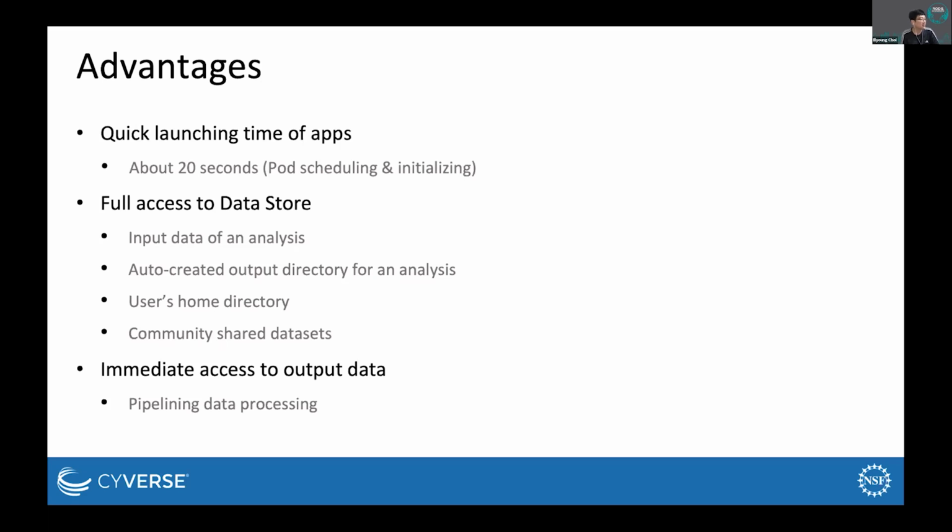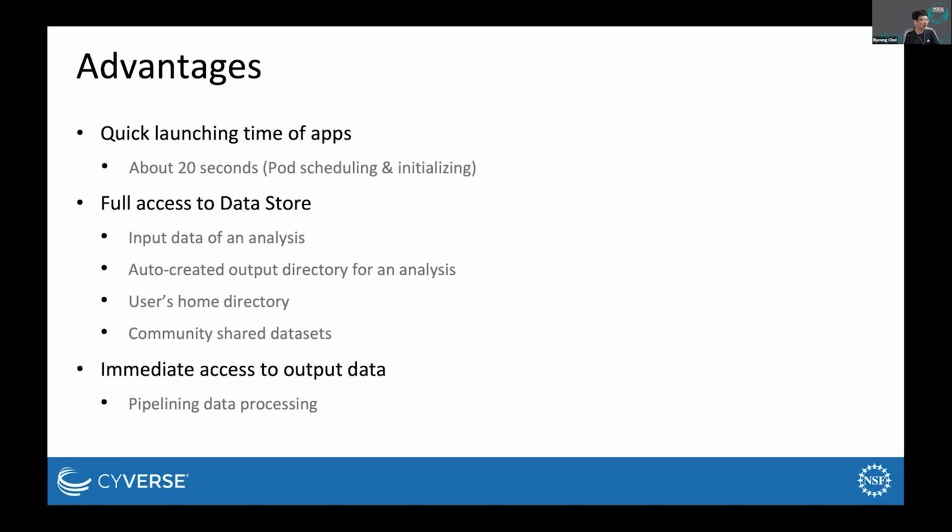Second, apps have full access to data store. The Discovery Environment provides access to 4 different data sets. First is user-selected input data, and second is auto-created output directory for the analysis. Third is user's home directory in data store. And fourth is the community shared data sets. So they have nearly full access to the data store.